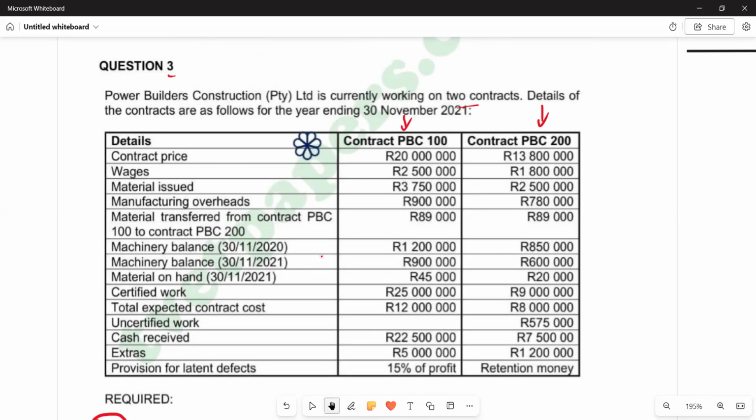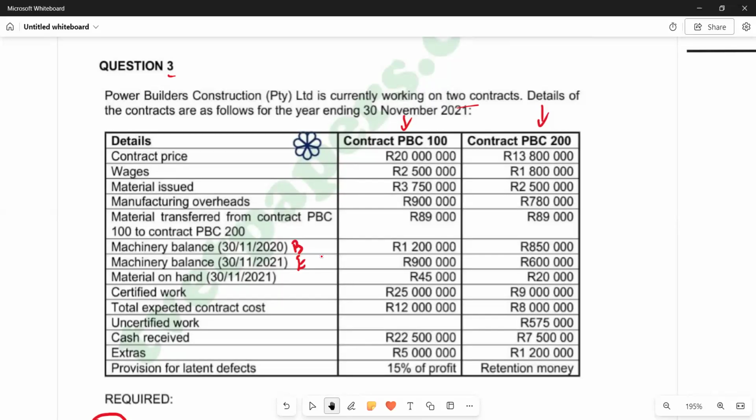Remember, when you're preparing a contract account, we have the debit side and the credit side. On the credit side, we are going to put our material transferred. Material on hand at the end also goes on the credit side, and we've got your contract price and extras on the credit side. We are given the balance of machinery at the beginning and at the end: 30/11/2020, which is at the beginning, and 30/11/21, which is at the end. The one at the beginning you put on the debit side, and the one at the end you put on the credit side.